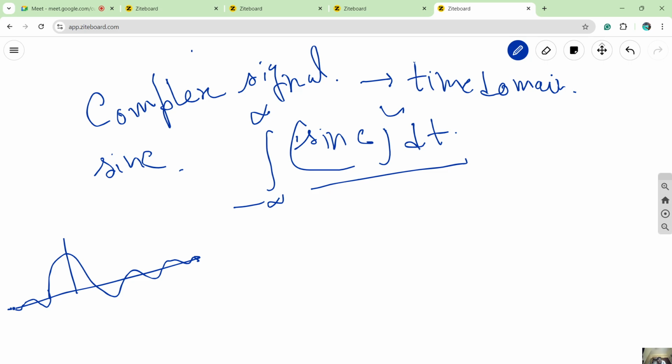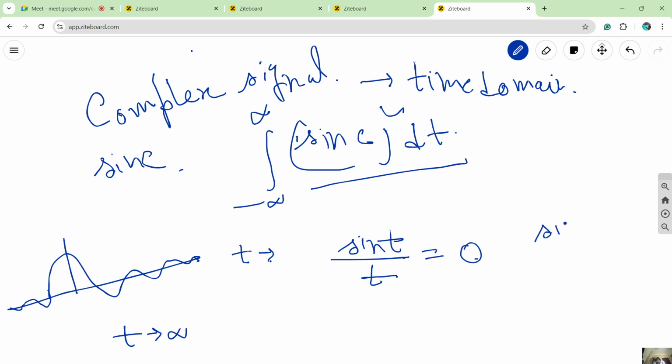So I think it's not a power signal because it's actually converging. If t tends to infinity, what is sinc? Sinc is equal to sin t by t, so if t becomes infinite, this becomes 0. We can think that it converges to 0. That type of thing happens with e raised to minus t ut also. Like the function e raised to minus t ut that you have discussed in the previous session.